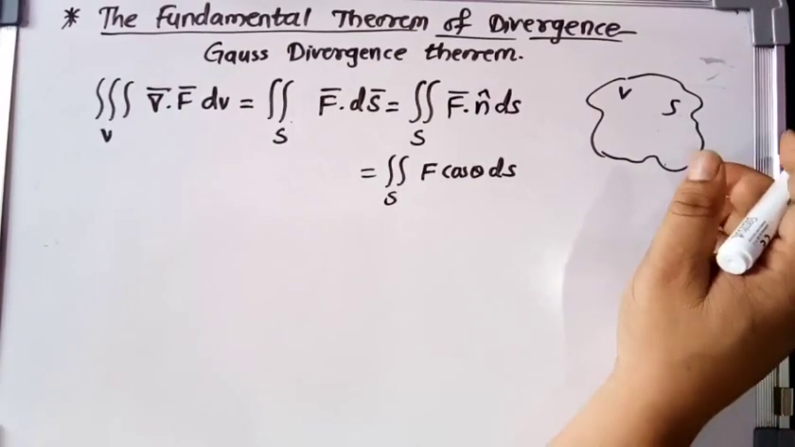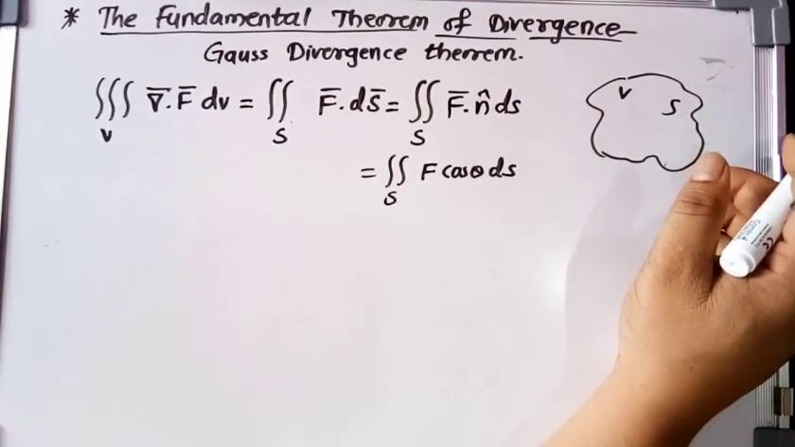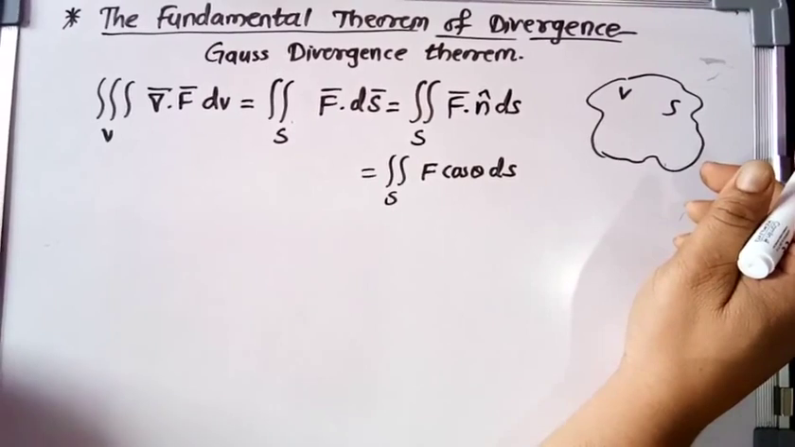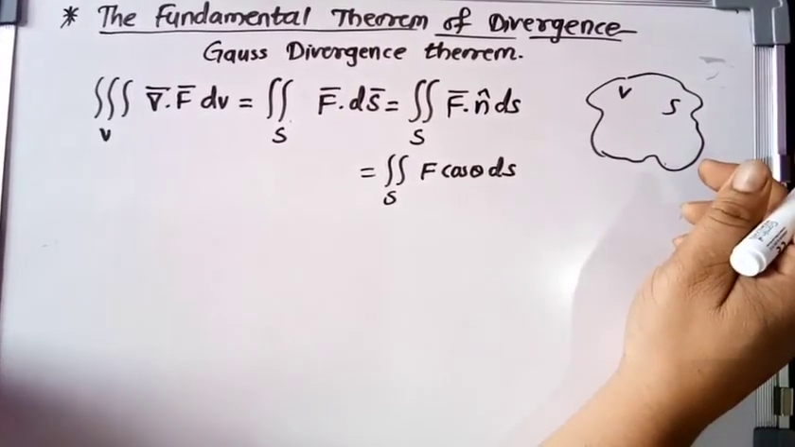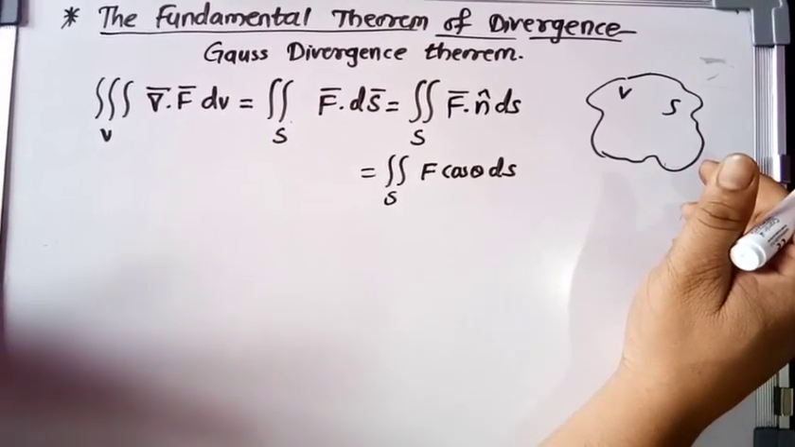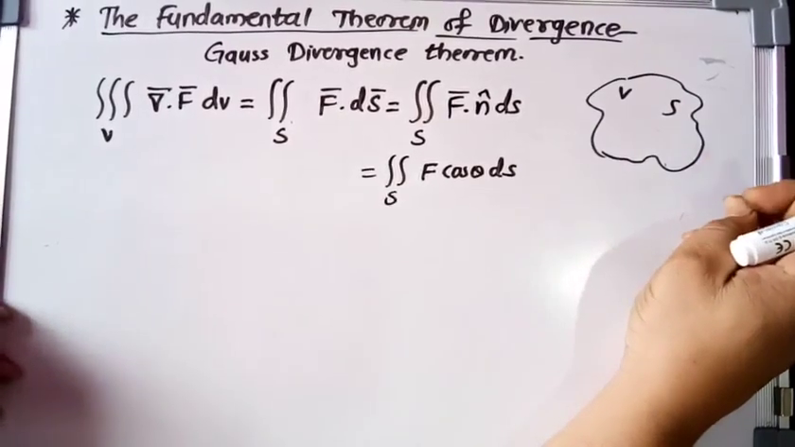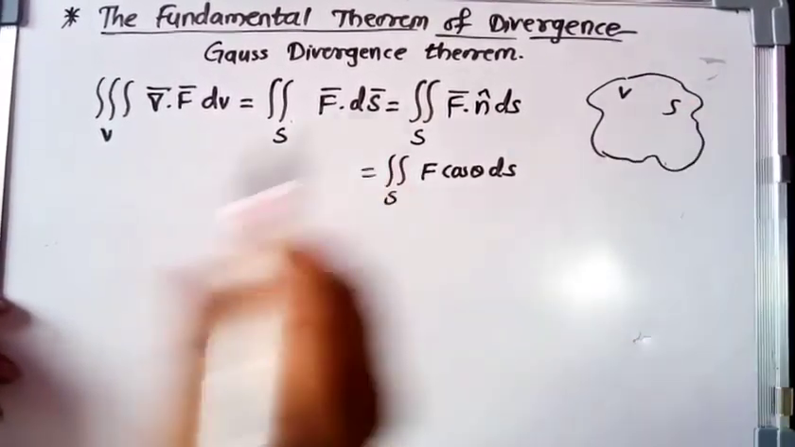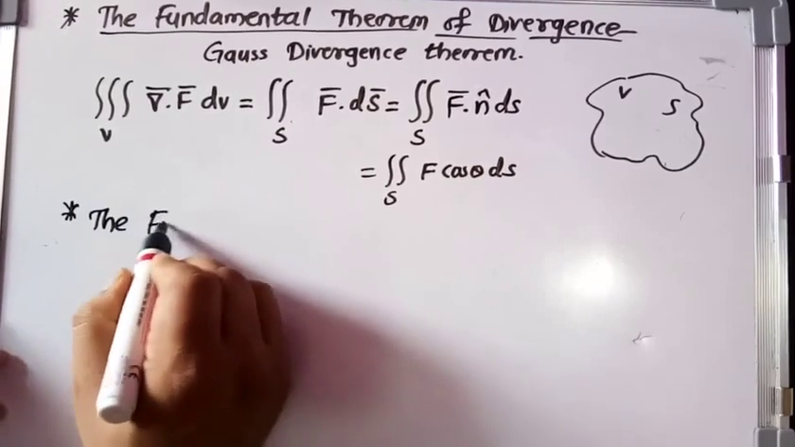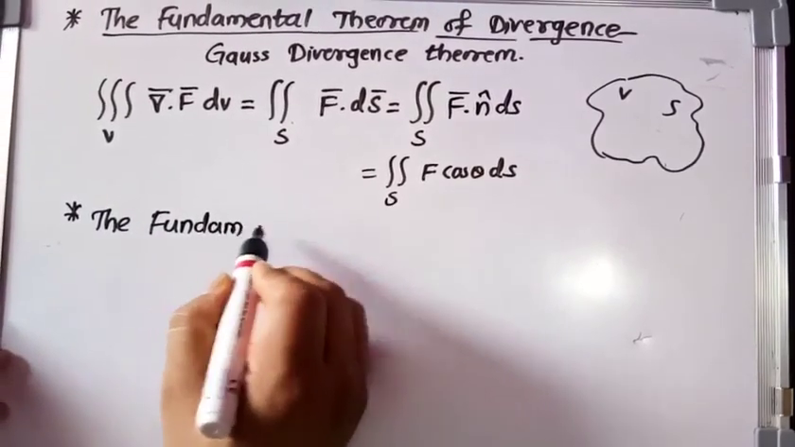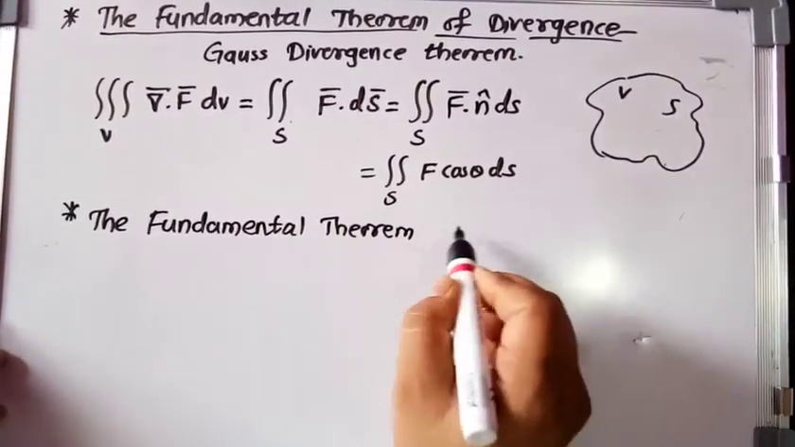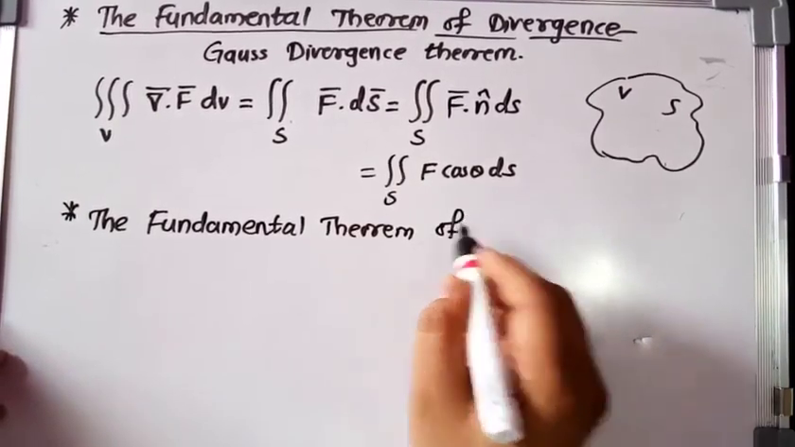See here, the Gauss divergence theorem relates the volume integral to the surface integral or vice versa, because we know a closed surface encloses a volume, and therefore we can relate the volume integral to the surface integral. Let us see next the fundamental theorem of curl.